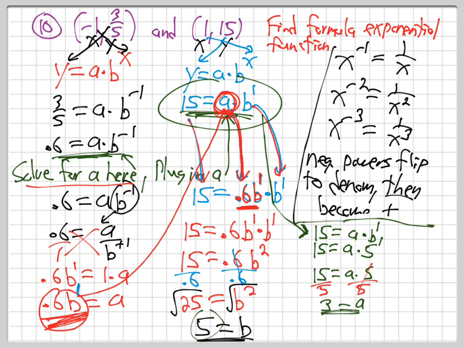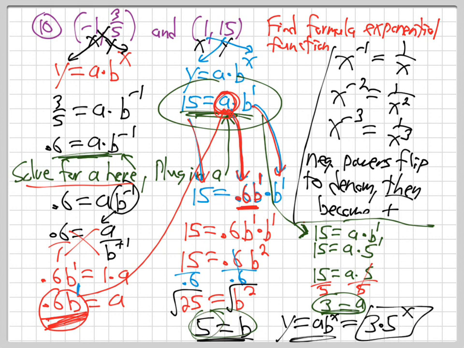So we've got a, we got b, we got our formula. So our formula is y equals a times b to the x power. We now know a is 3 times b, which is 5, to the x power, right? All along it was y equals a times b to the x. That was from the beginning, right? Y equals a times b to the x. Now we found a to be 3, found b to be 5, plug them in, 3 times 5 to the x. There we go.